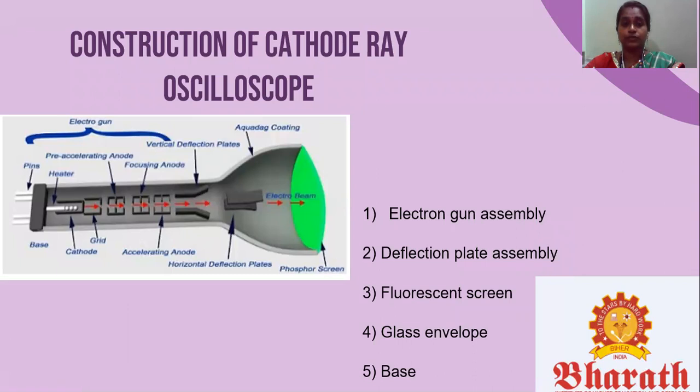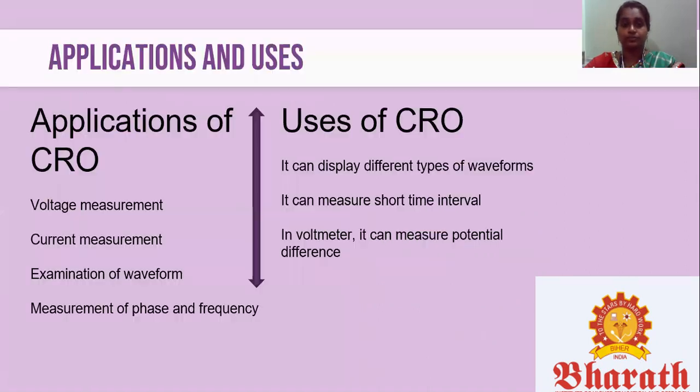Now coming to the construction of the cathode ray oscilloscope. So this is the basic structure which is seen inside of the CRO. Please refer to the diagram which I have given here. The cathode ray oscilloscope consists of a cathode ray tube, which is the heart of the instrument, and some additional circuitry to operate the CRT. The main parts of a CRT are: the first is the electron gun assembly, second is the deflection plate assembly, third is the fluorescent screen, fourth is the glass envelope, and fifth is the base. We will see one by one all these parts.